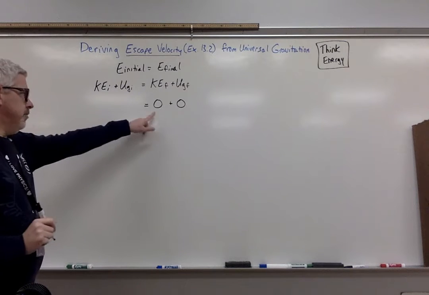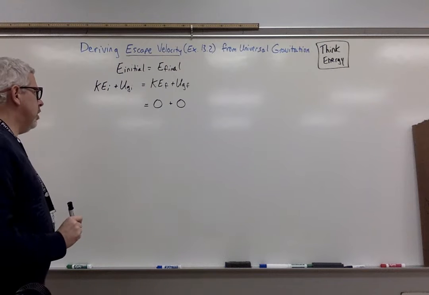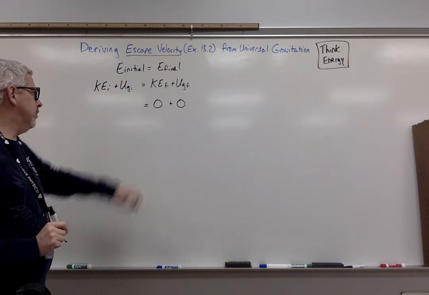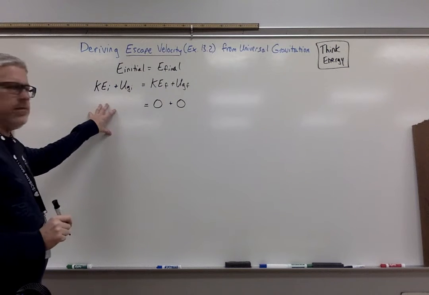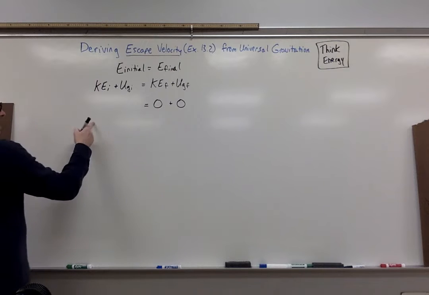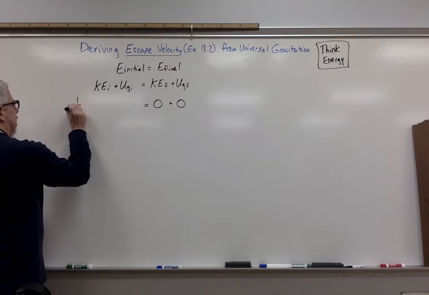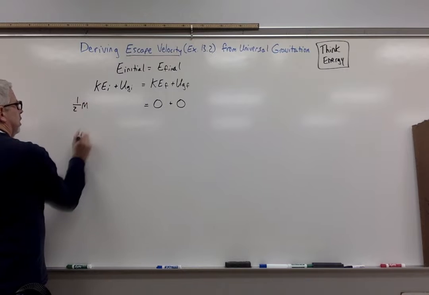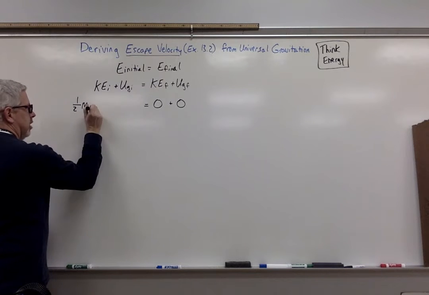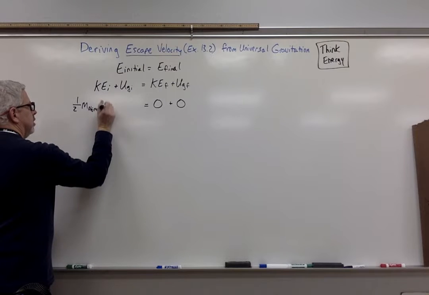At any rate, so we've got 0 total mechanical energy at infinity. What do I have launching from the Earth? I'm going to have something shot up, so that's going to be kinetic energy. So that's going to be 1/2 m, and this is going to be mass of the object times v escape squared.